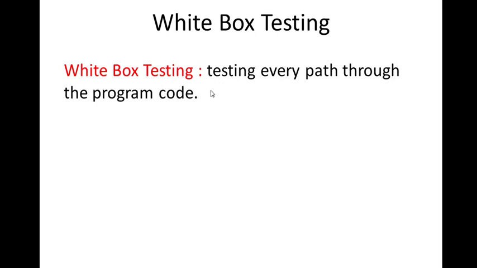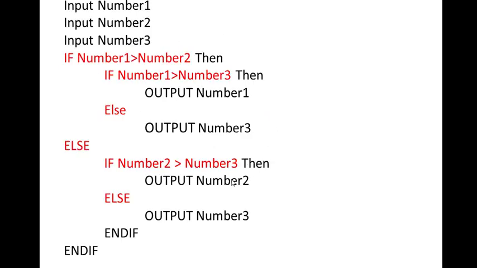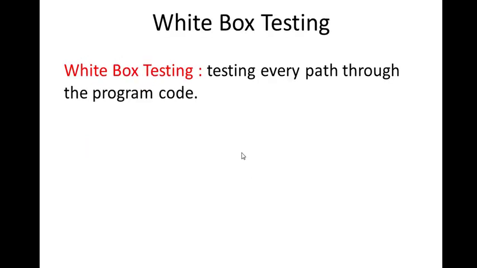So let's take a look at how we can apply white box testing to a piece of code. Let's take a look at this code, and this is from your book. This is an example from your book. What we're doing here is we're taking three numbers, input number 1, input number 2, input number 3. So these three numbers are coming from the user, right? He's inputting them, and then what this code is basically doing is printing the largest number out of the three numbers.